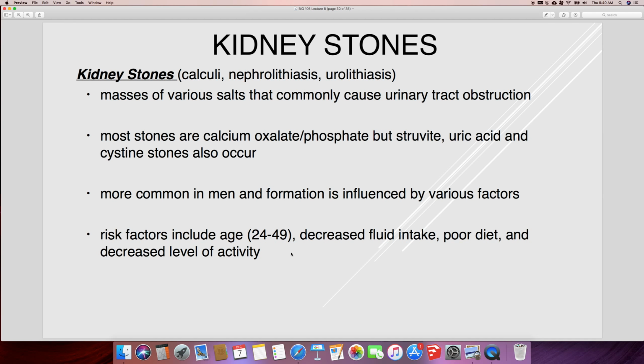More common in men. And what influences their formation? There are a number of things. Some risk factors, obviously being male, but also being between the ages of 24 to 49. Decreased fluid intake, poor diet, decreased level of activity, those are all risks.